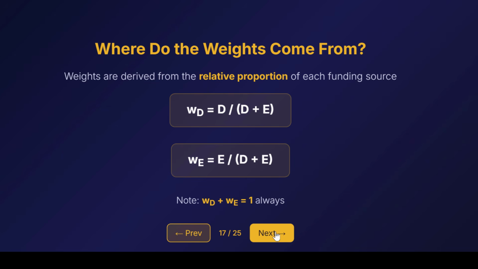Where do the weights come from? Weights are derived from the relative proportion of each funding source. The weight of debt, WD, is D divided by the total value, and the weight of equity, WE, is E divided by the total value. Note that the sum of these weights always equals 1.